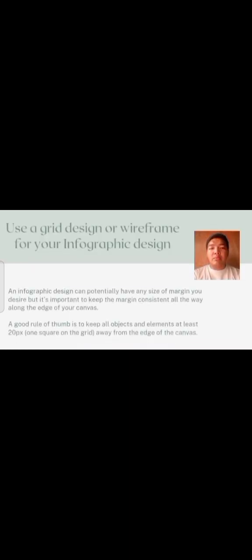The example below shows how color palettes are aligned on a graphic design grid. The Venngage editor also has the option of using smart guides, which help align items automatically without using a grid design tool. But it's important to keep the margin consistent all the way along the edge of your canvas. A good rule of thumb is to keep all objects and elements at least 20 pixels, 1 square on the grid away from the edge of the canvas.